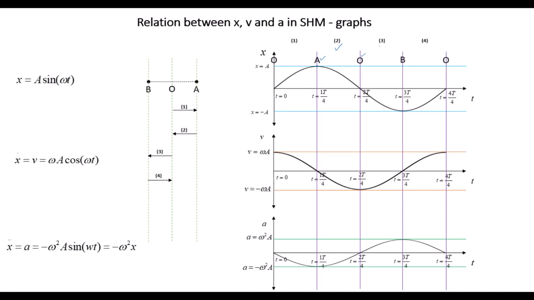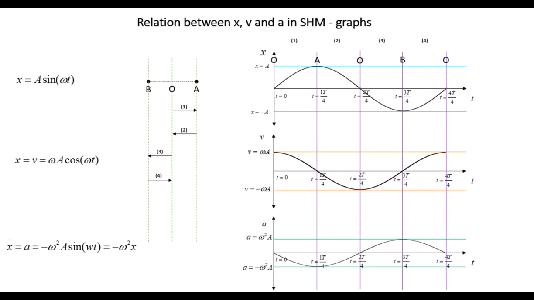Now, in step number 3, the object moves from O to B as per the curve shown. We see that the displacement goes on increasing, but this time it is increasing, of course, in absolute number, but it is in the negative direction. And at point B, the displacement becomes the maximum in the negative direction, given by x equals minus A. And this happens at time t equals 3/4 of T, or 3/4 of the time period.